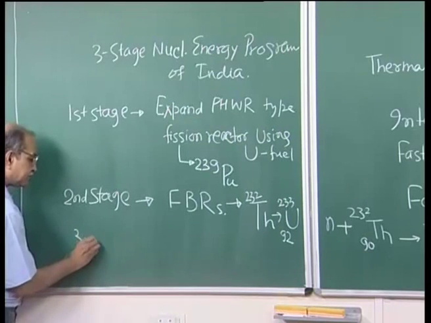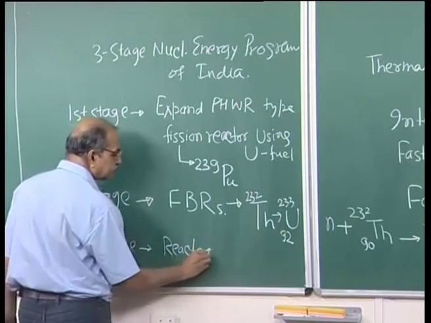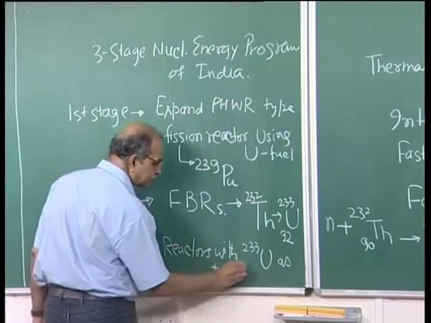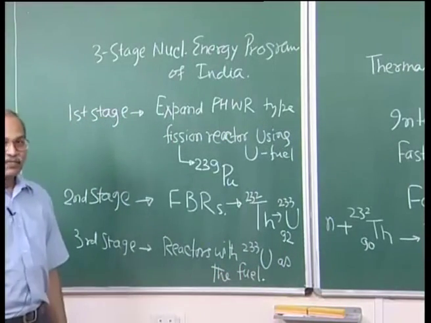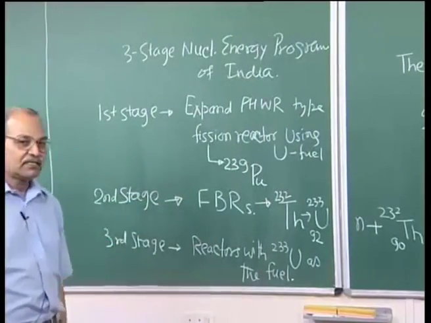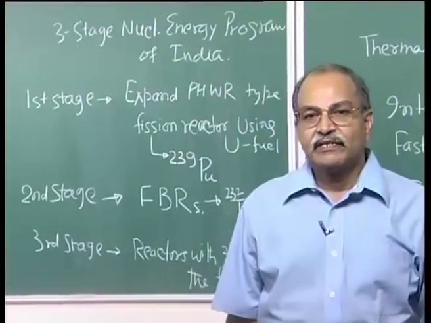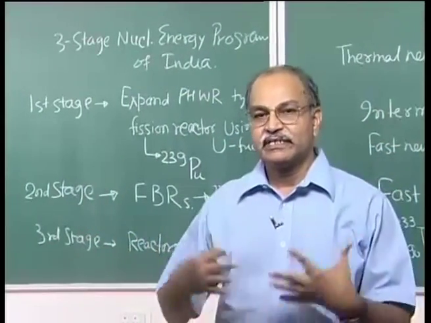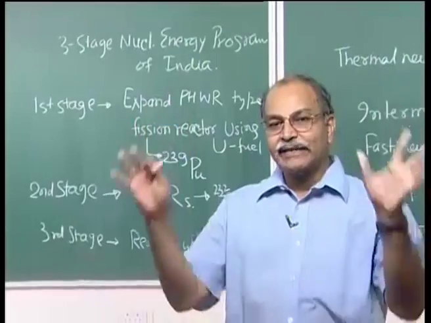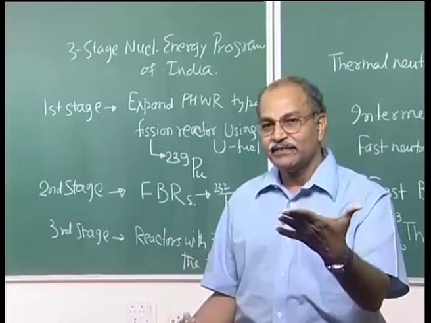And then the third stage is to build reactors with this uranium-233 as the fuel. So, we are at the first stage at present, but one FBR, in fact the FBTR, Fast Breeder Test Reactor, has been running for quite some time, since 1985 or so. So, we have all that technology ready, and one small reactor at Kalpakkam is also running on uranium-233. So, all the technical aspects are well tested, and it is only a matter of doing it: first stage, second stage and third stage.